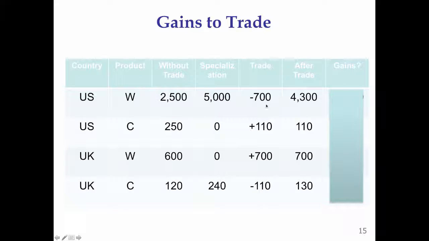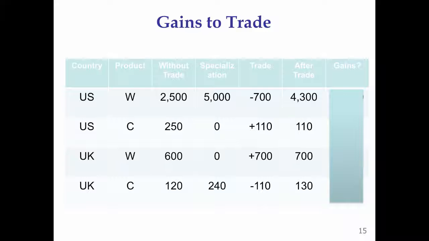Therefore, what happens after trade? In the US, they produce 5,000 tons of wheat, they export 700, so they're left with 4,300 tons of wheat. They don't make any computers, they import 110, so they end up with 110 computers. In the UK, they don't make wheat, they import 700 tons from the US, leaving them with 700 tons. They make 240 computers, export 110, leaving them with 130 computers.